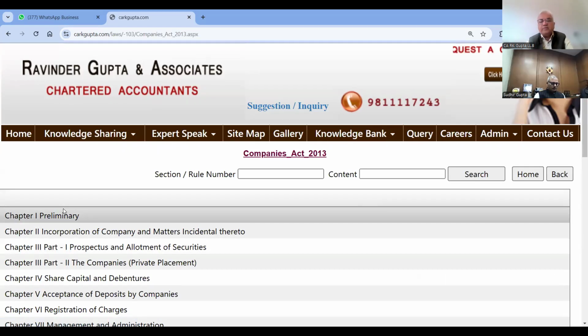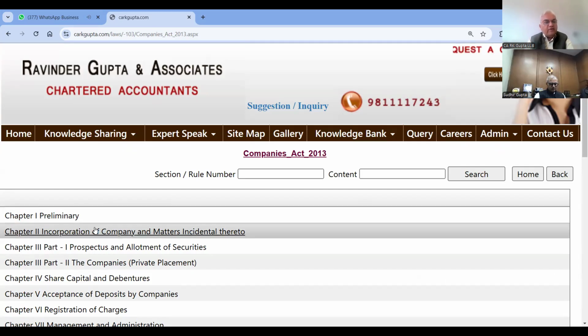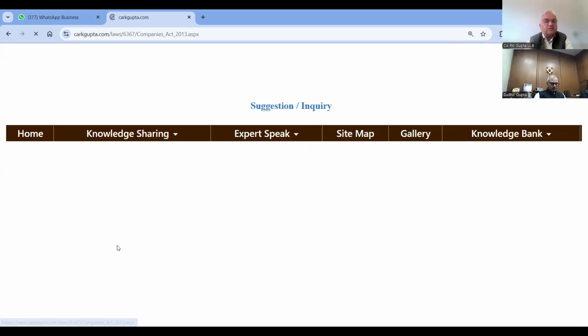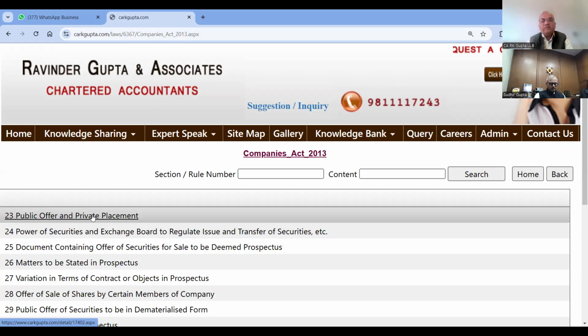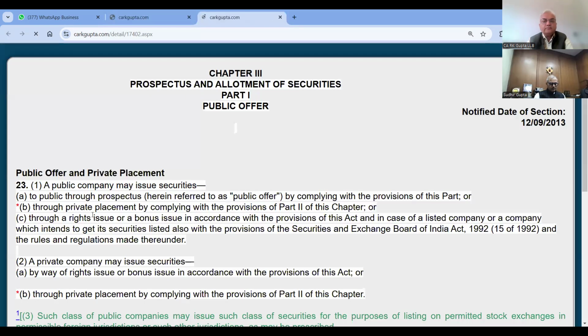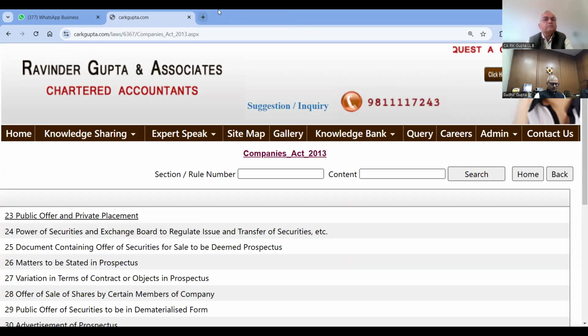Then you have to go chapter wise. Not all the chapters are in our syllabus, so you can mark the chapters which are in your syllabus and study only those chapters, not the entire Companies Act. Here you will find all the chapters along with the rules and regulations. Suppose it is on prospectus and allotment of securities, then it will give you section wise. And wherever the word prescribed, etc. is written, you have to click on that part and the relevant rule will also open accordingly.